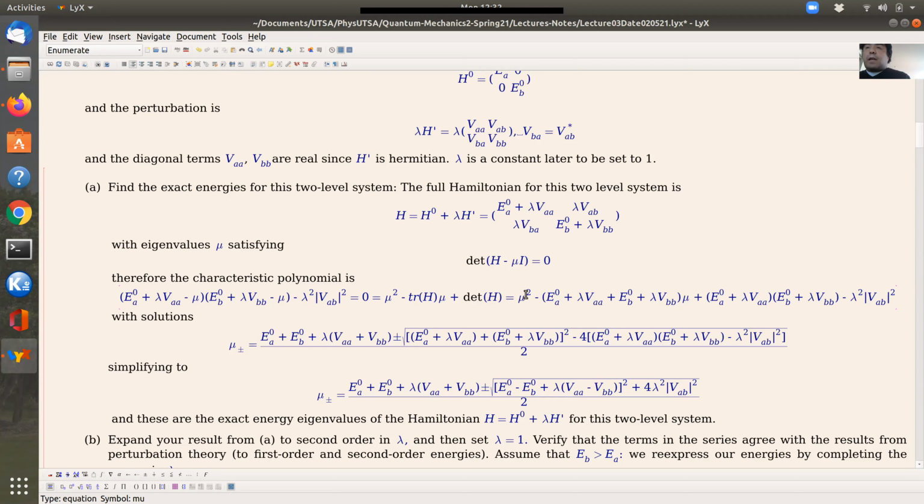So the trace of H is, of course, this. So E0A plus lambda BAA plus E0B plus lambda BBB. So that's the trace of H. Okay, minus trace times mu plus the determinant of H. So if I were to compute the determinant, I have E0A plus lambda BAA times E0B plus lambda BBB minus lambda squared. And basically, yeah, these are conjugates of each other, right? So that's why I have the norm of BAB squared.